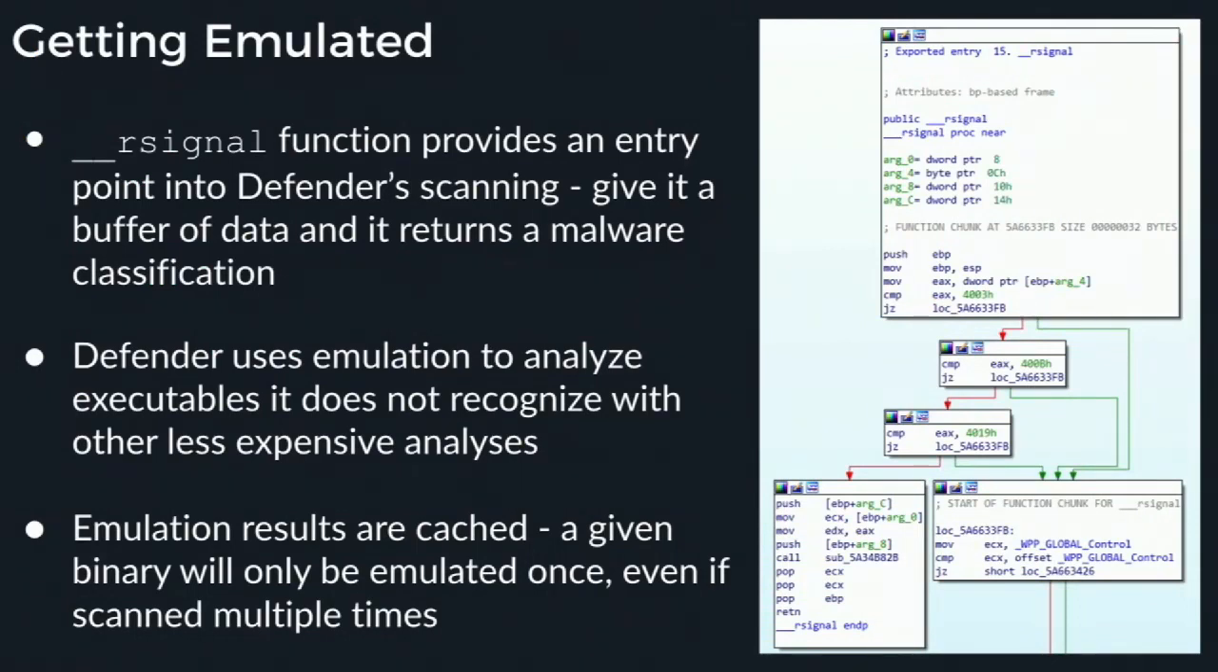As I said, Defender uses emulation to analyze potentially malicious binaries that it doesn't recognize with other less expensive analyses, such as hashing or other heuristics like that. And emulation results are also cached, meaning if you try to scan the file twice over, the first time you scan it, the result of the emulation will be cached, say for example by an MD5 hash or something like that, and it won't be emulated a second time unless you fully reinitialize the engine. Or there are some Microsoft features, a way of enforcing re-emulation.